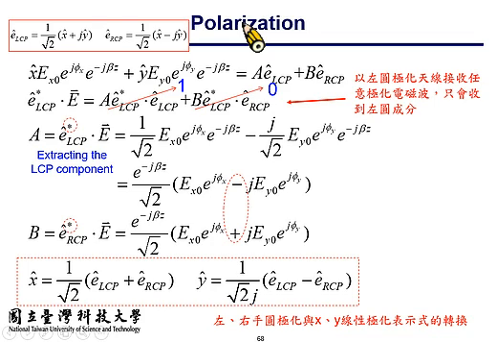Because left-hand and right-hand circular polarization are composition of two linear polarization, right? So you try to perform dot product of the left-hand circularly polarized unit vector and right-hand circularly polarized unit vector with an arbitrary E field. And you see the two become orthogonal to each other.